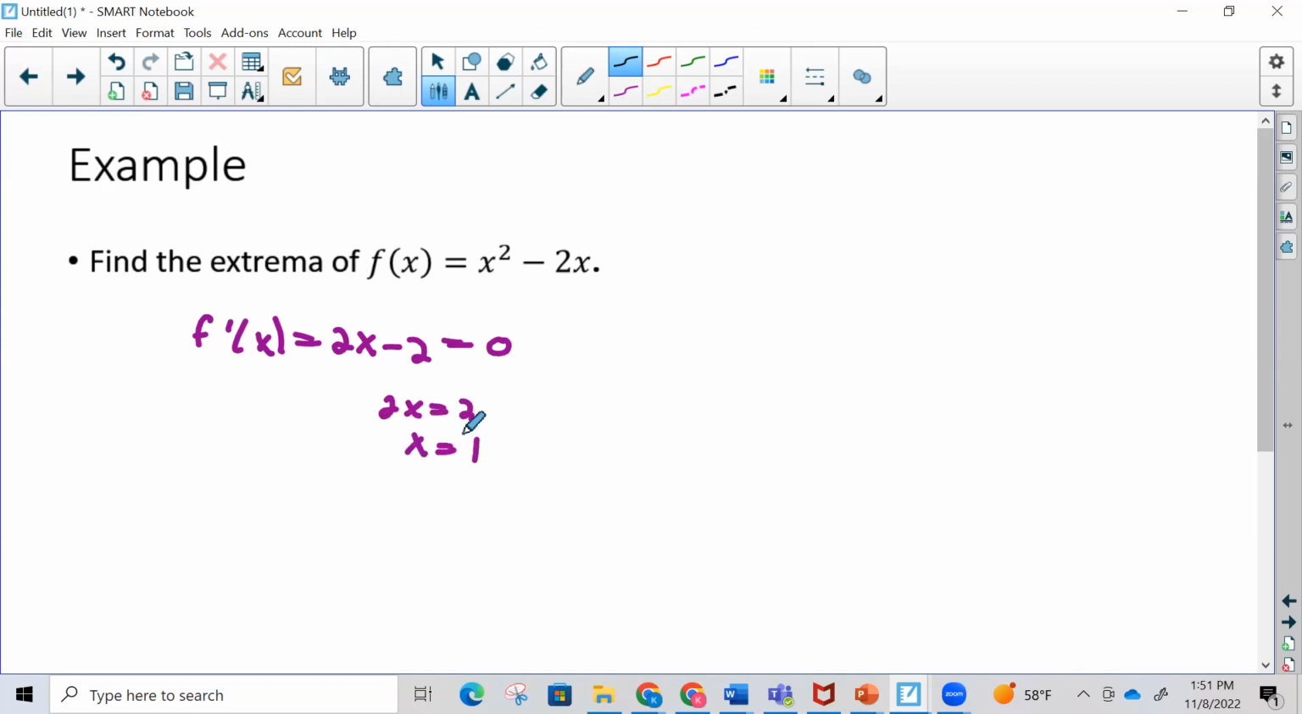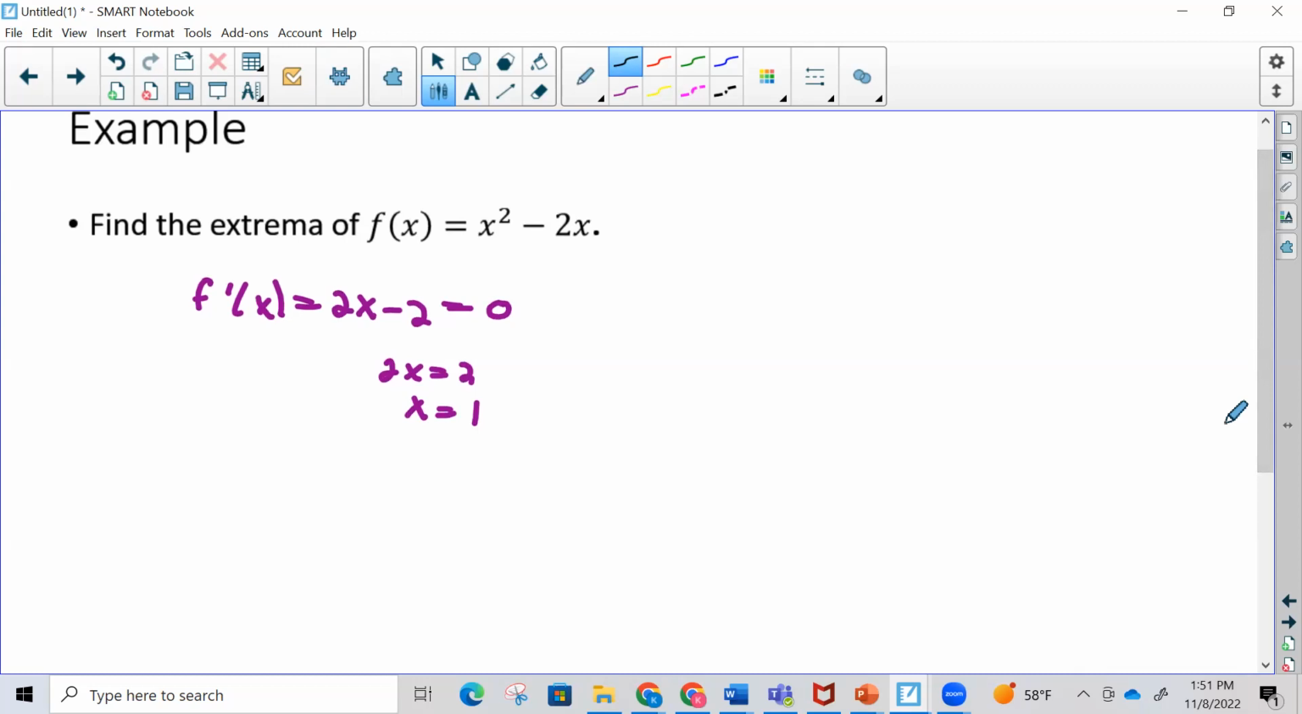Okay, and you don't necessarily have to find the y value unless they specifically ask for the critical point, or it depends if they say where or what are the extrema. If they say where, you just need the x values. If they say what are the extrema, then you do need the y value. All right, so this is my critical value. And this is the only possibility of where a max or a min could occur.